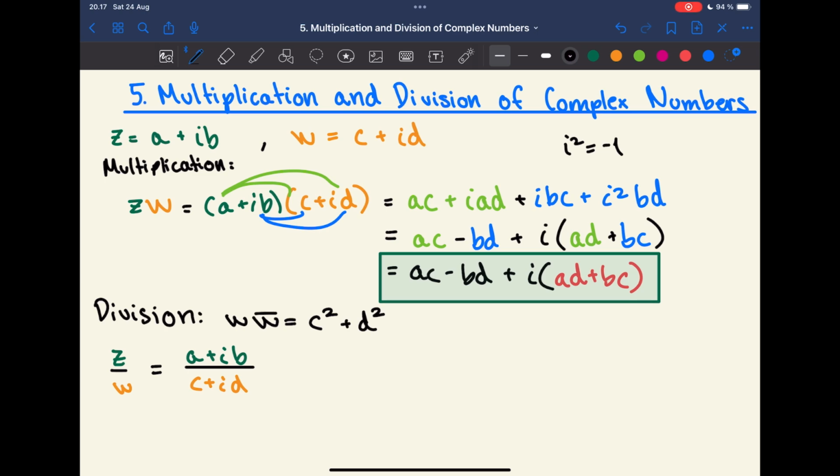And how do we do that? Well, we want to multiply with the complex conjugate of w in the denominator, but we can't just do that and still put an equal sign. So what we're going to do is, well, there we go.